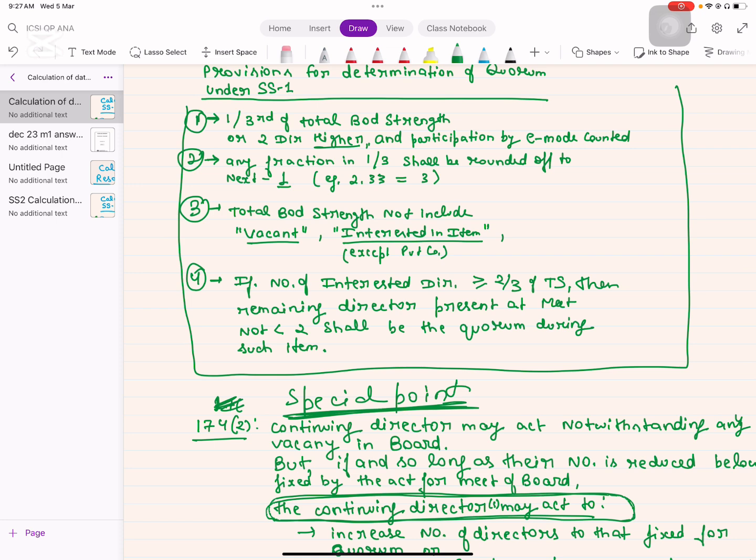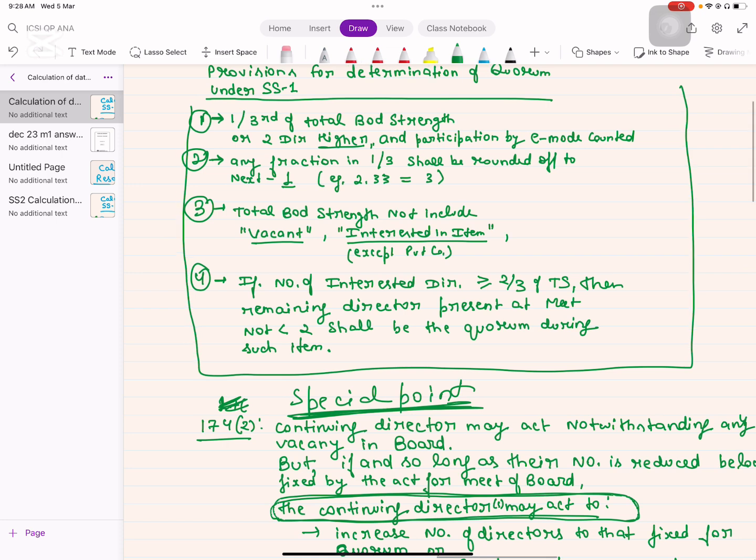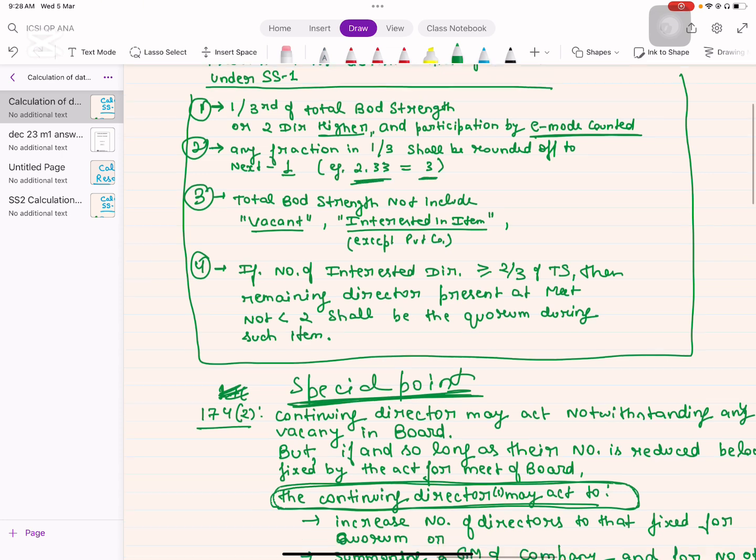First is 1/3 of total board strength or 2 directors, whichever is higher, and participation by E mode shall be counted. Any fraction in 1/3 shall be rounded off to 1. It means if your fraction comes to 2.33, your answer will be 3.